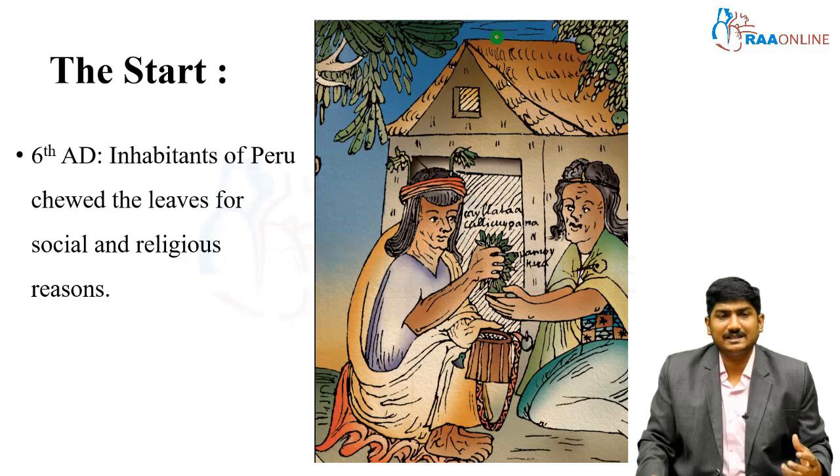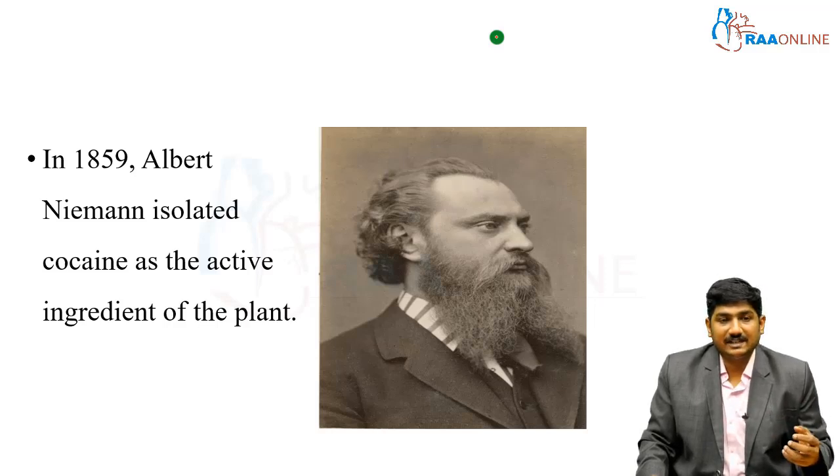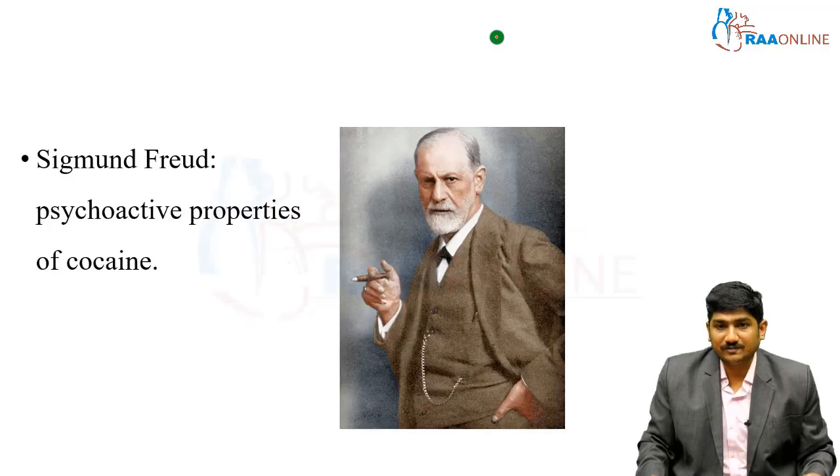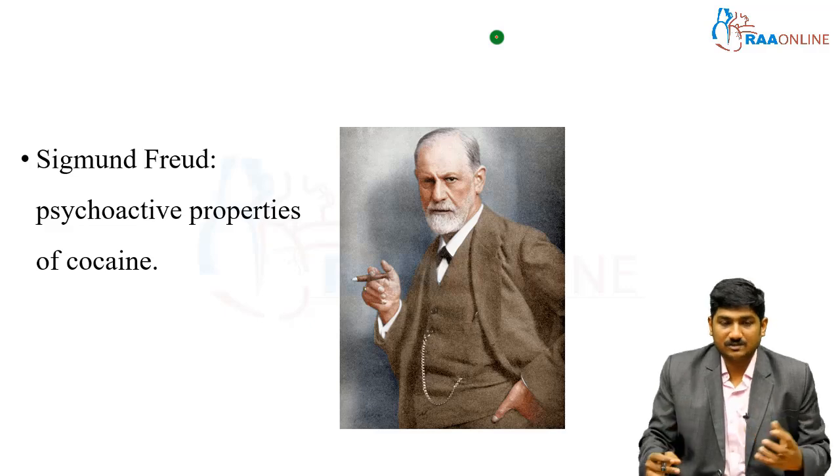So how did all of this start? In the 6th century AD, the inhabitants of Peru chewed the leaves for social and religious reasons. This continued until 1859, when Albert Niemann isolated cocaine as the active ingredient of these leaves. Sigmund Freud, whom we all know, ascertained the psychoactive properties of cocaine.